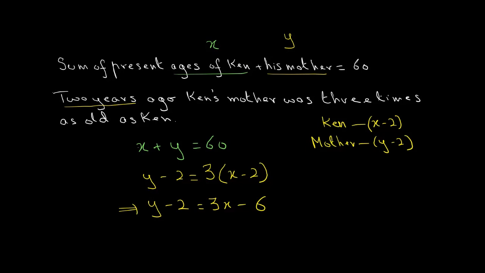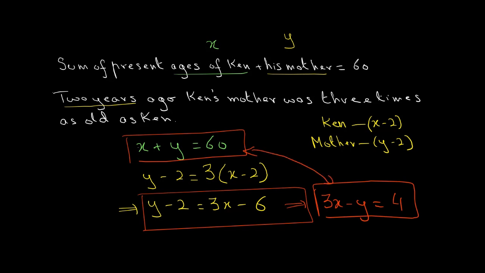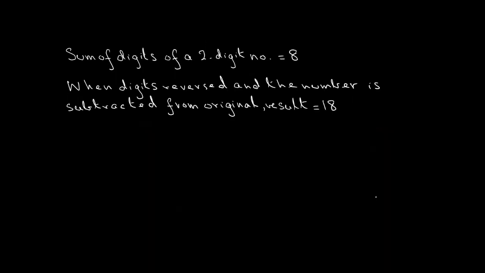So now we have two simultaneous equations, x plus y is equal to 60, and y minus 2 is equal to 3x minus 6, which we can rewrite as, maybe we can write it as 3x minus y, so I can take the y over there, is equal to 4. So now we have these two simultaneous equations that we can solve and find the present ages of Ken and his mother, and that's straightforward. Okay, let's move on to another problem.